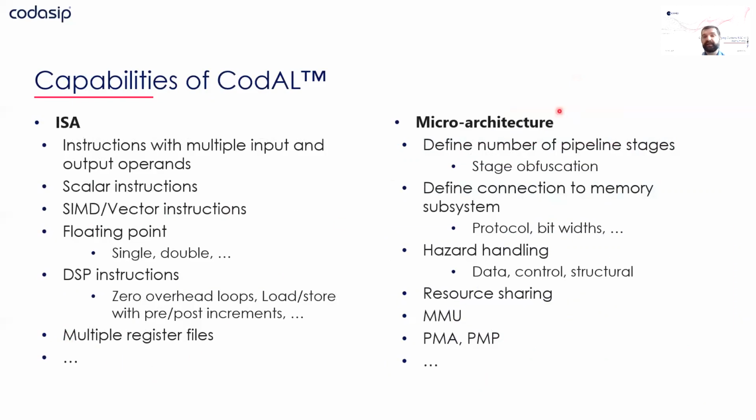On the microarchitecture side, you can define how many stages you have in the pipeline. You can define the memory subsystem that you have, including protocols, bit widths, everything's there. You can define the hazard handling, whether you have forwarding there or whether you need to stall the pipeline for some time. But we are not stopping at the inner microarchitecture, you can describe also things like MMU for Linux-capable cores, PMA, PMPs, caches. That's part of the CODL as well, and you can really leverage the high automation in the Studio thanks to that.